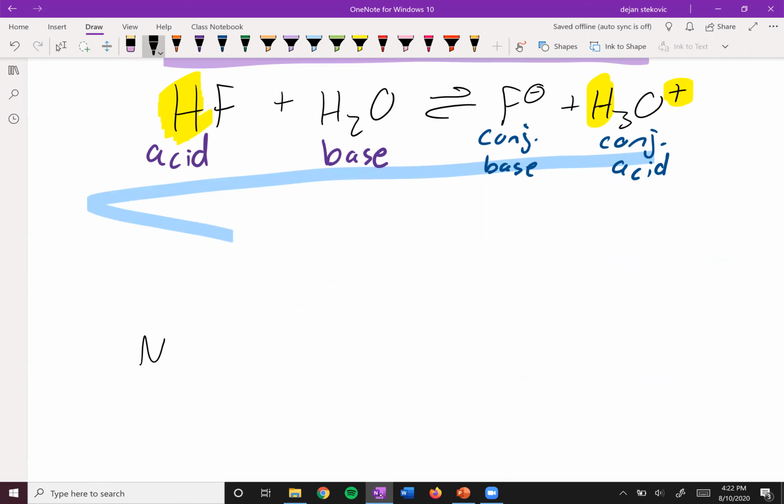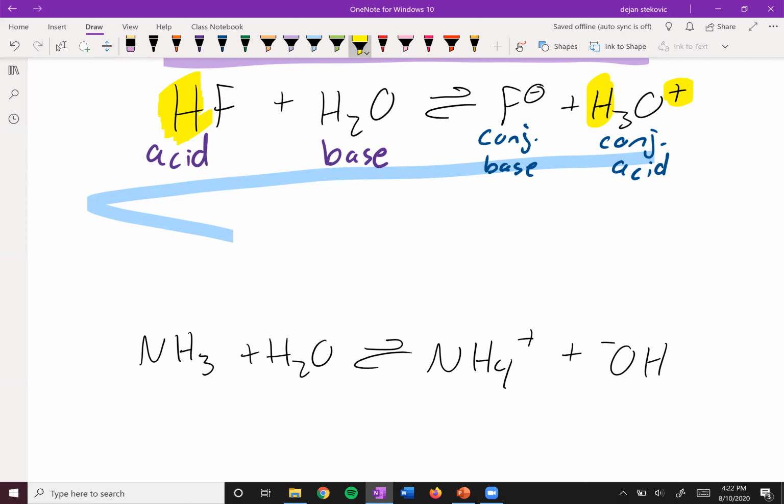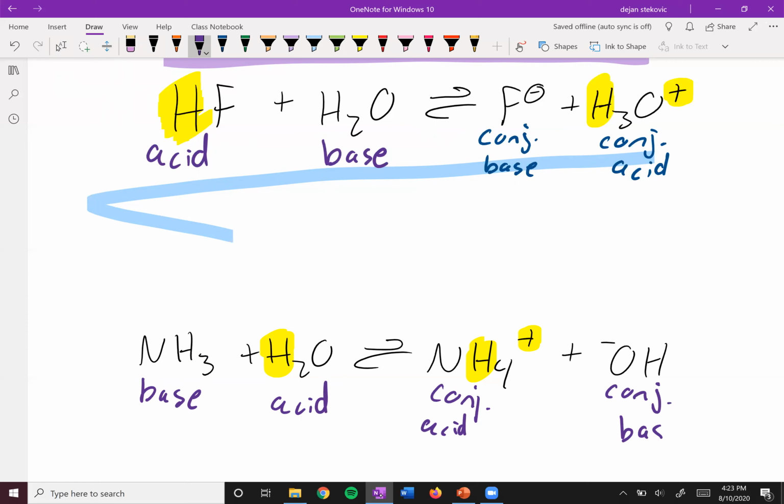Another popular example is ammonia, NH3 plus H2O to NH4+ plus OH-, right? And so we see this H+ over here on the right side. Where did that come from? Well, it had to come from this water. And so in this case, this NH3 is a base, and that's something you learned in Gen Chem. Ammonia is generally a base. Water here is the acid, right? Water is amphiprotic. It can act as an acid or a base. And then this will be the conjugate acid, and then the hydroxide will be the conjugate base, right?